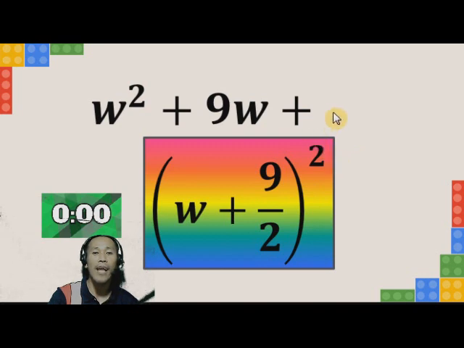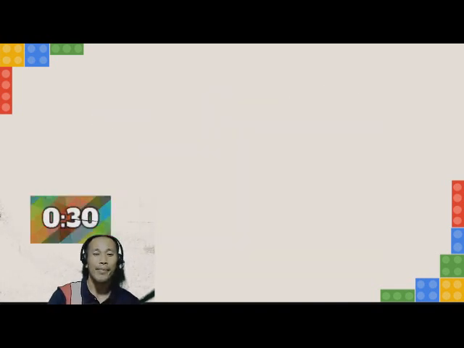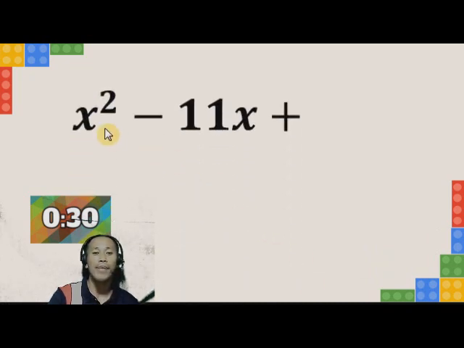And how about the last term for our trinomial? It must be 9 over 2 times 9 over 2 to get an answer which is correct. That is 81 over 4. I hope you got it. Easy, right? Let's proceed to the third one. How about if we have this? Okay, it's almost the same with the problem earlier. I hope you can do it. Timer starts now.